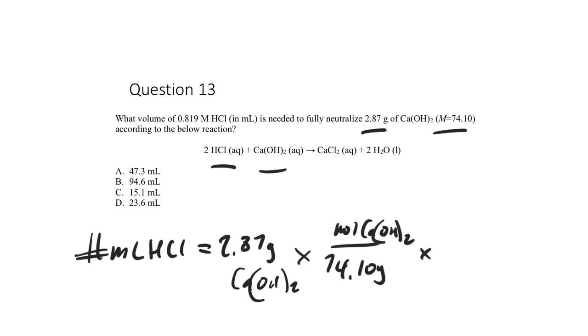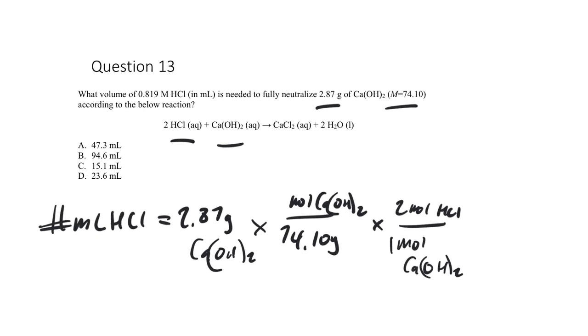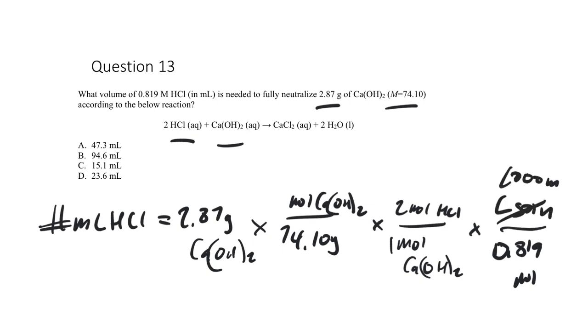It's going grams to moles for calcium hydroxide. For every 1 mole of calcium hydroxide that's present, we need to add 2 moles of HCl. And the HCl solution is 0.819 moles per liter of the solution, and a liter is 1,000 milliliters. So if I go 2.87, divide by 74.1, times 2, times 1,000, divide by 0.819, I get 94.6 milliliters.